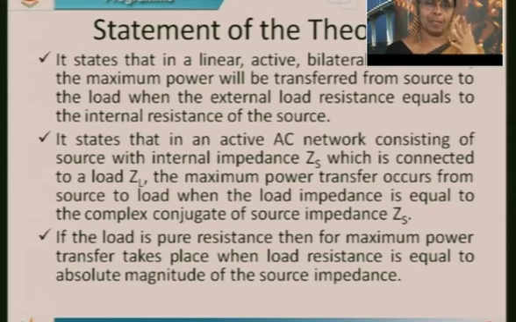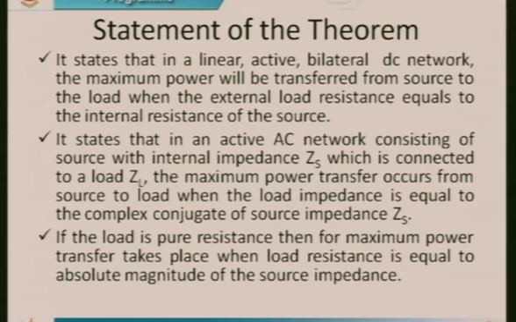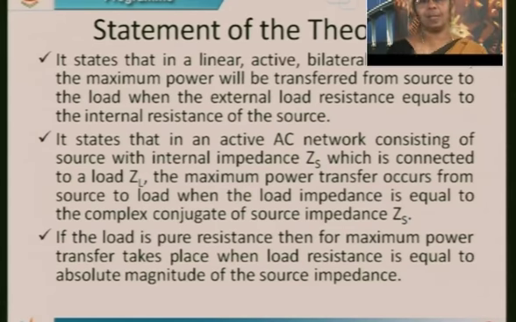So variable impedance means an impedance consisting of both the real part as well as the reactive part. So when we go for the maximum power transfer in case of AC, then both the real part, which is resistance, and the reactive part, which may be inductive reactance or capacitive reactance, should be varied. Both of them are variable in that case.